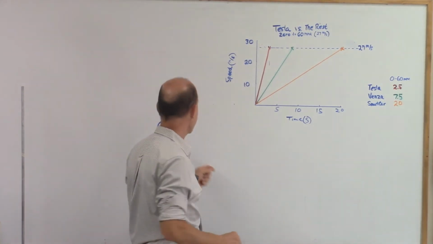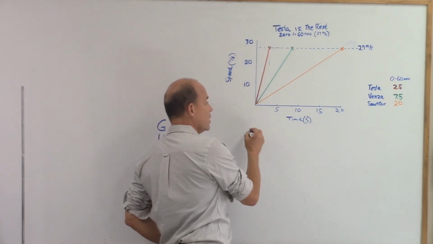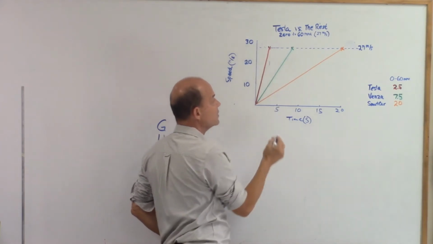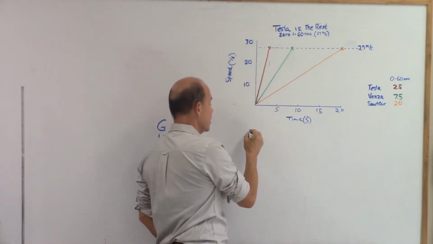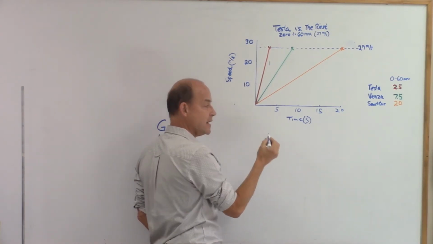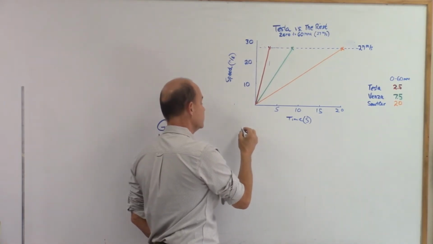So for the SmartCar, we are told that the SmartCar goes from 0 to 27 meters per second in 20 seconds. So there are some things that we can write down in terms of the variables that we want to know.